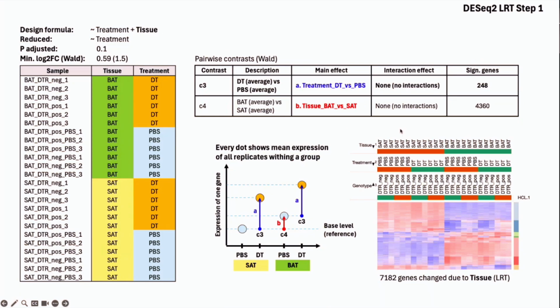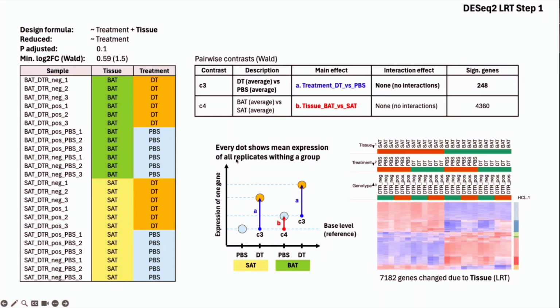This is a table of all of the contrasts. I showed only two of them. We have four, but because they're the same, the only difference is the sign of the log fold change. This is the contrast that we looked at in the previous slide. Now it has more genes, it also shows the changes between the DT samples and PBS on average because we don't have any interaction. But also, DESeq estimates another change, which is caused by tissue. So we have another contrast, which shows us the difference between BAT tissue and SAT tissue on average.